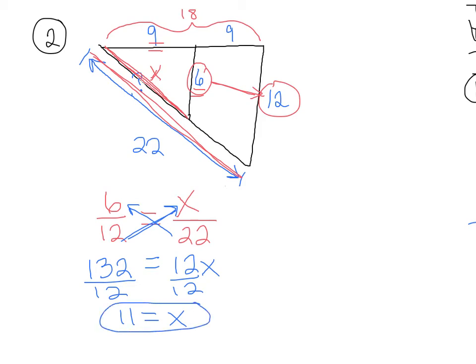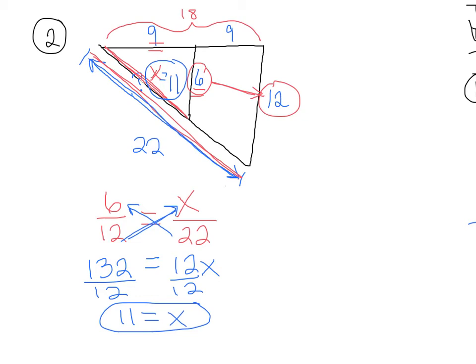And that makes sense. We can see here that the small triangle, all of its side lengths are half the measurement of the corresponding sides of the larger triangle. So that should be 11 if the corresponding longer side is 22.